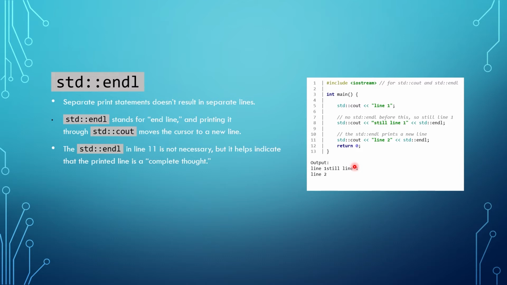std::endl stands for end line, and printing it through std::cout moves the cursor to a new line. std::endl in line 11 in our example over here is not necessary, but it helps indicate that the printed line is a complete thought. And if we run this program, then our output is going to be line 1, still line 1, line 2, because after we printed out line 1, we haven't gotten to the next line, and this is still line 1. And then we have to put an std::endl to move it to the next line. And then we can print line 2, and because there's a std::endl, we have a blank line over here.